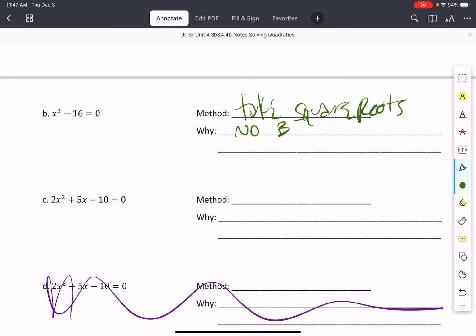What's the best method? Not factoring. Quadratic formula. Because A is not 1. What is A? Right? So A doesn't equal 1, and there's no GCF. So A is not 1, and it doesn't have a GCF. Okay.